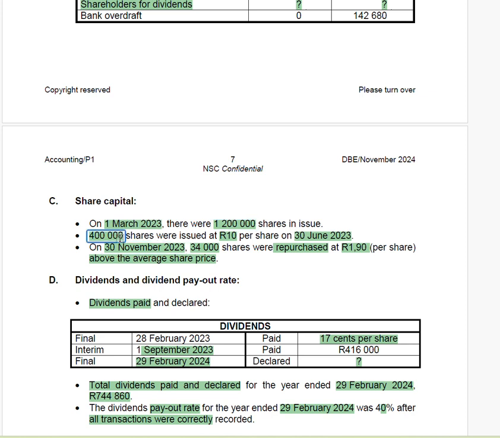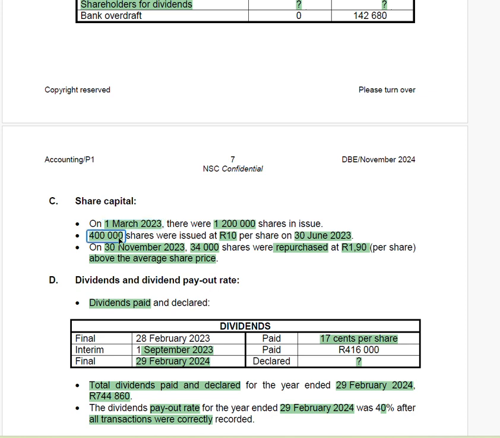Looking at point two, the information that we are given for point two is during the year. How do I know it's during the year? Because it's 30 June 2023 and our financial year end is 29 February 2024, meaning to say it is after 1 March 2023.